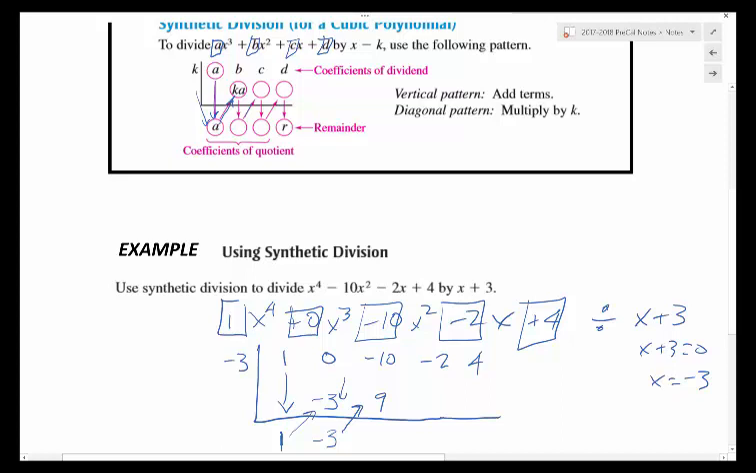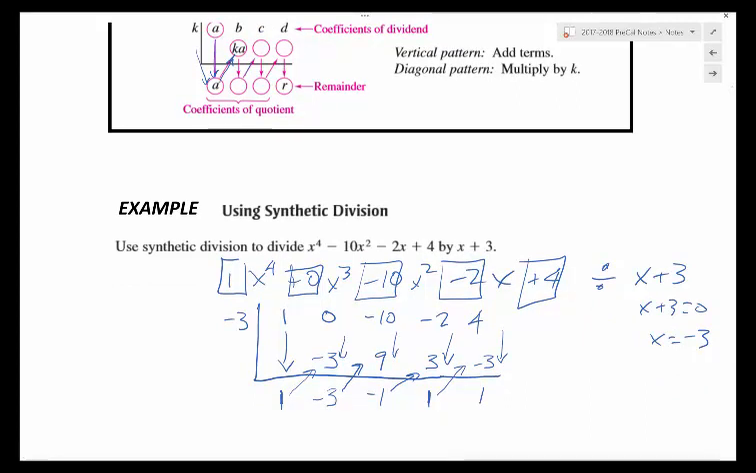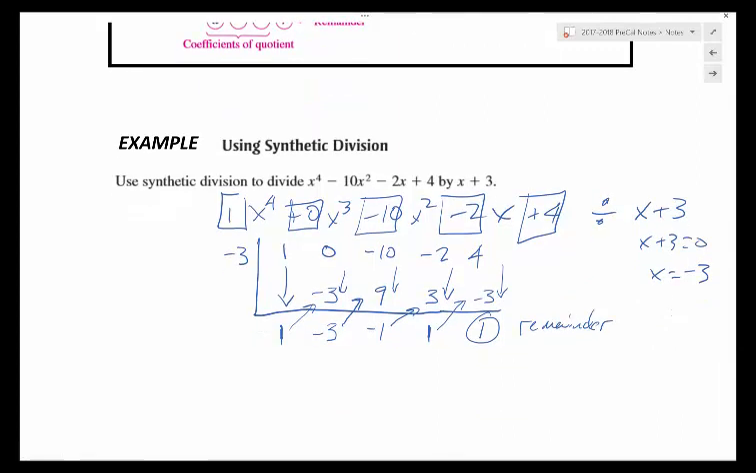I added it to whatever the top number is, and it was negative 3. Negative 3 times negative 3 is positive 9. Now I'm going to add. I get negative 1. Negative 3 times negative 1 is positive 3. I add, and I get positive 1. I multiply, and I get negative 3. I add, and I get 1, and whatever is the last number is my remainder.